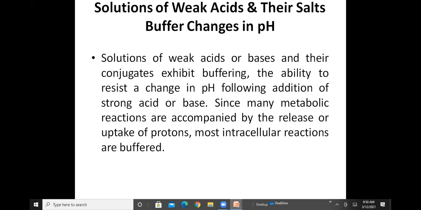So many metabolic reactions are mostly accompanied by the release or uptake of protons. Most intracellular reactions will be buffered. So we have natural buffers in the human body that tend to help with regulating the pH so that you don't have acidosis or alkalosis. Hence, there are lots of molecules designed to carry out buffering ability.